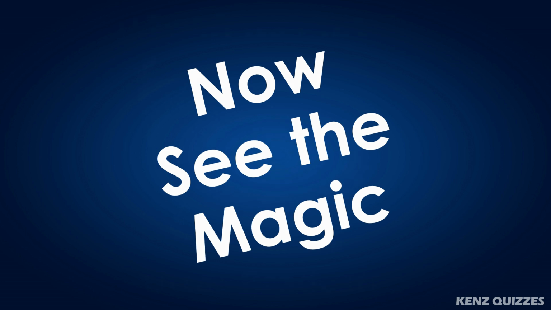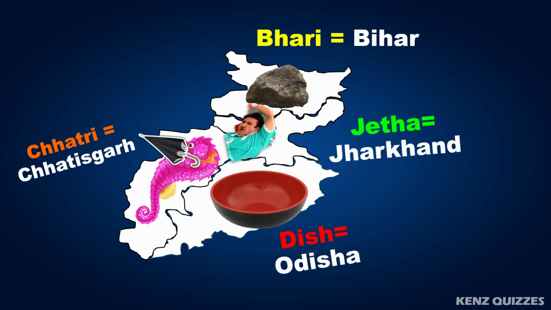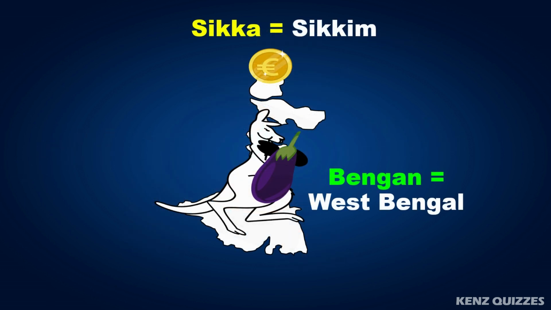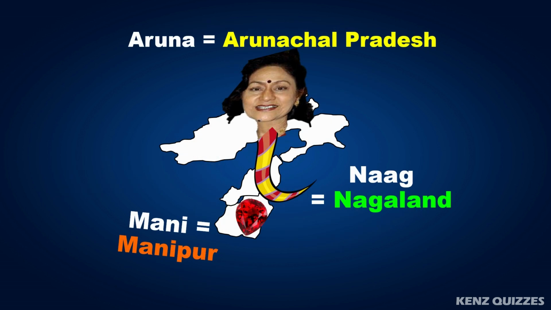Now see the magic. Uttar its pilot means Uttar Pradesh. Chhatri means Chhattisgarh. Jetha means Jharkhand. Bhari means Bihar. Dish means Odisha. Bengan means West Bengal. Sikka means Sikkim. Asan means Assam. Mehengi means Meghalaya. Tree means Tripura. Moza means Mizoram. Aruna means Arunachal Pradesh. Nag means Nagaland. Mani means Manipur.